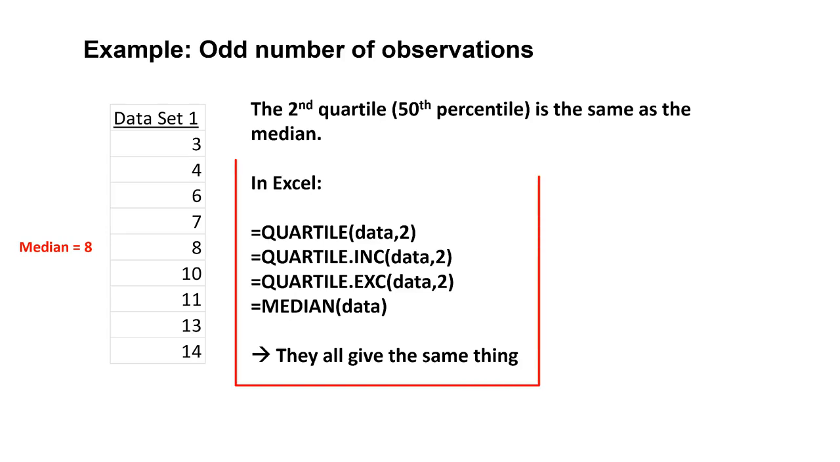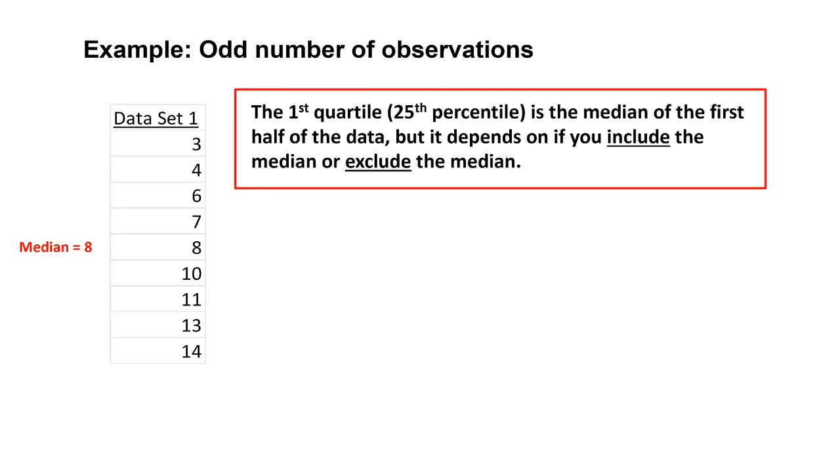So in Excel, if we wanted to compute the median, we could use all 4 of these functions: quartile, quartile.inc, quartile.exc with 2 as the second argument, or we could use the median, and these all give the same thing of 8. So again, the first quartile is the median of the first half of the data, if we're talking about an odd number of observations, but it depends on if you include the median or exclude the median.